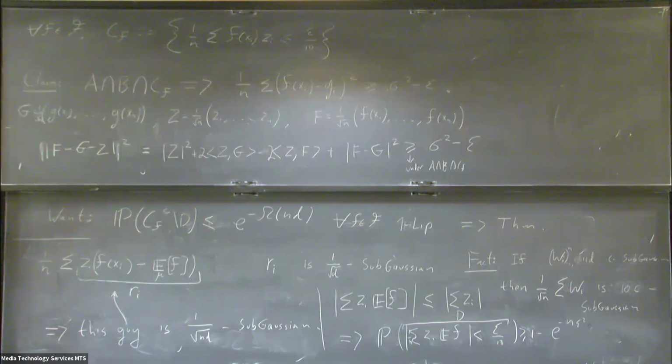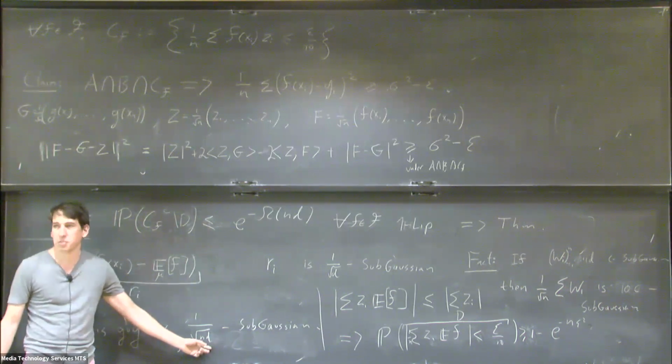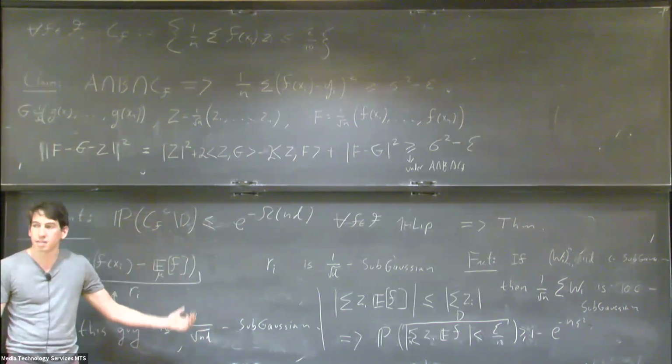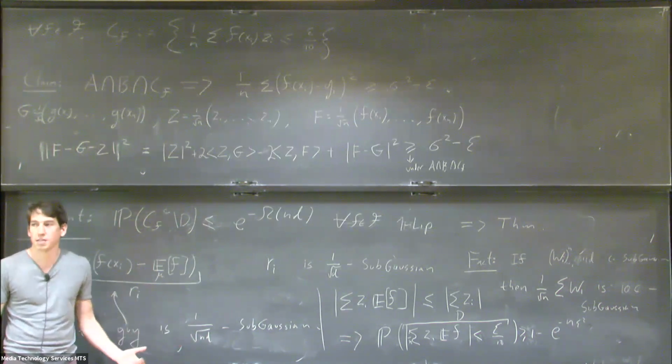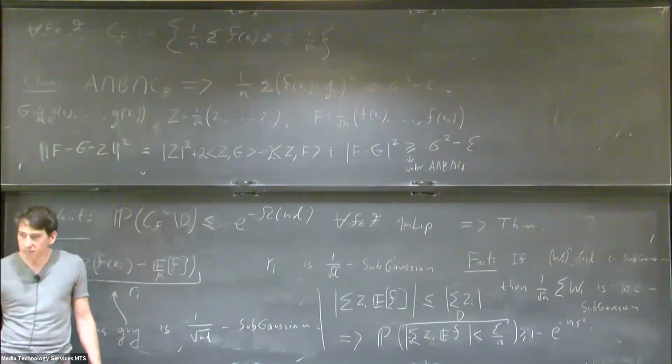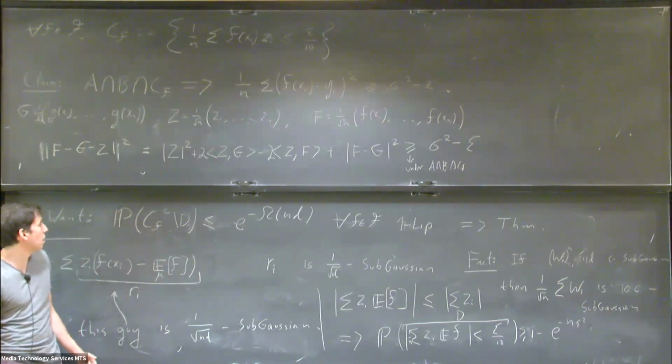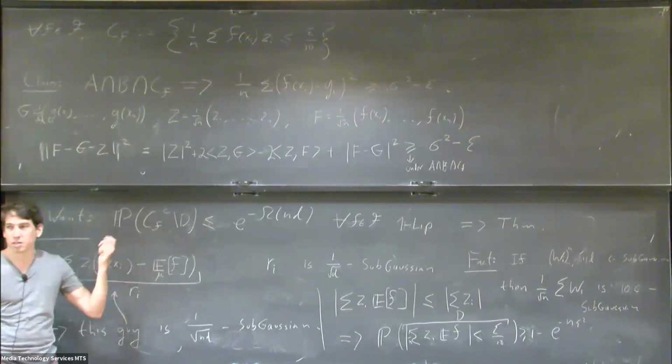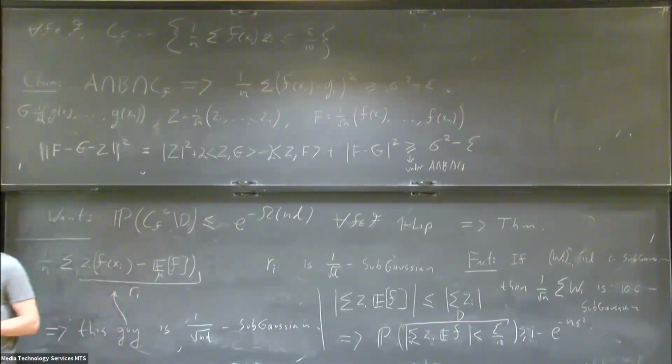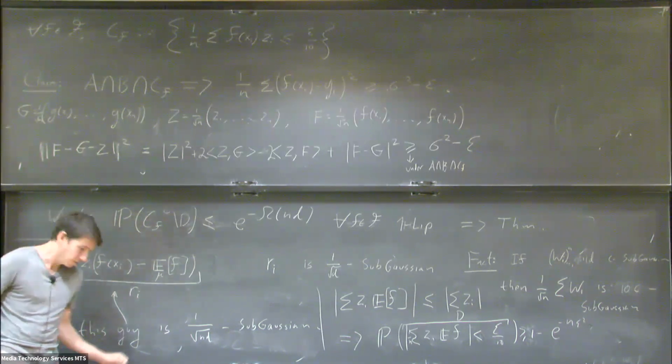So I think we're done, because now under D, we just have to take care of this guy, which we established is 1 over root ND sub-Gaussian. So the probability that it's at least epsilon is like e to the minus epsilon squared ND, which is what we wanted. Okay. Sorry for taking an hour and a half for something that should have taken 20 minutes.